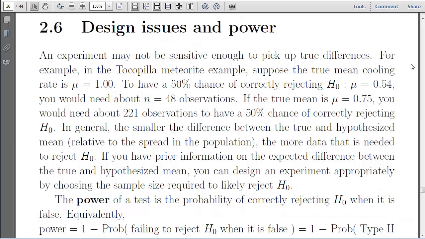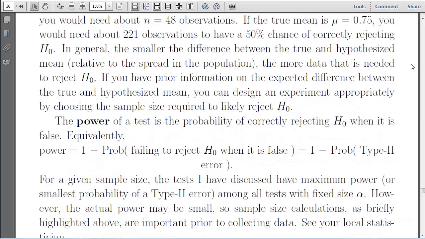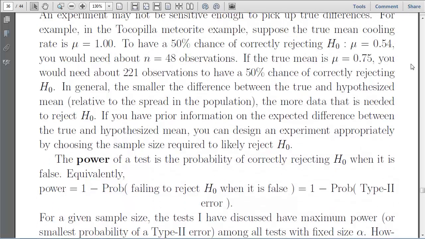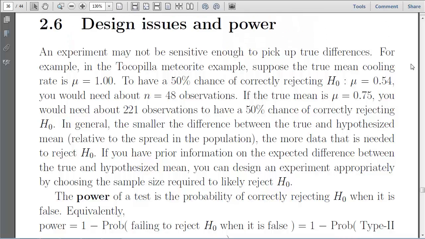The last section here discusses power, and power is defined as the probability of making the correct decision when the true state of nature is the alternative hypothesis. So this is the probability of correctly rejecting the null hypothesis. So if the null hypothesis is actually false and you correctly reject the null, then you have made a correct decision. And the probability of making that decision is the power.